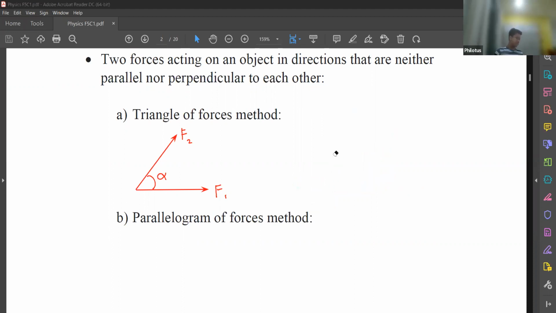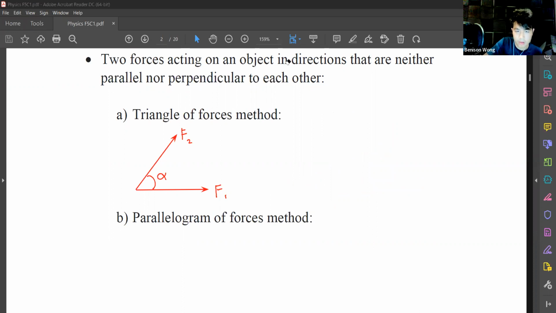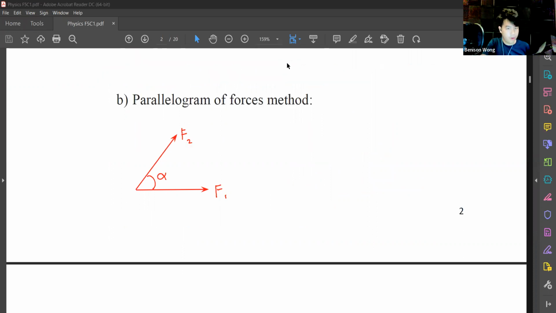And then what if we have the same scenario here? Instead of using the triangle of forces method, we can also use the parallelogram of forces method. So what is a parallelogram? A parallelogram is basically the same thing. Okay, you have F1 here. We're gonna redraw it. We have F1 here and F2 here.